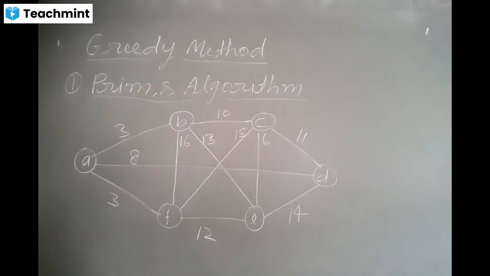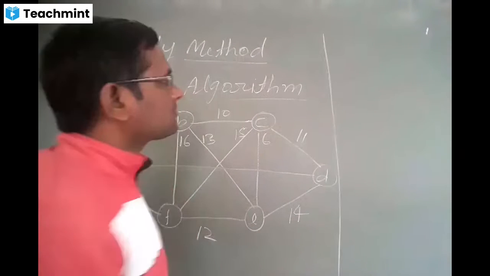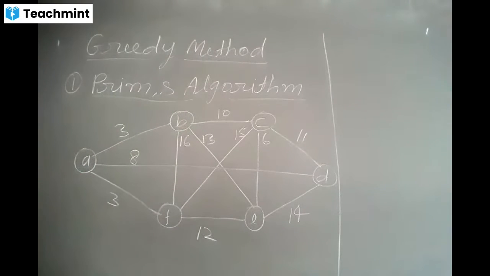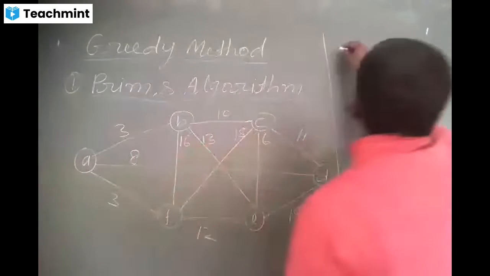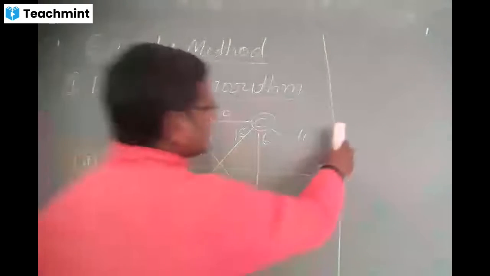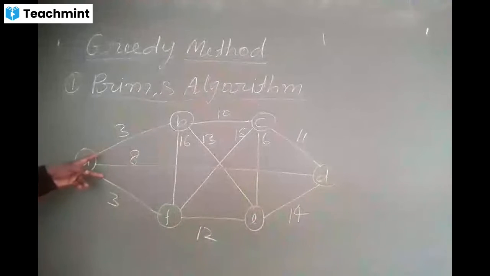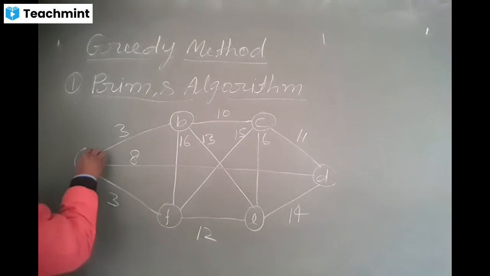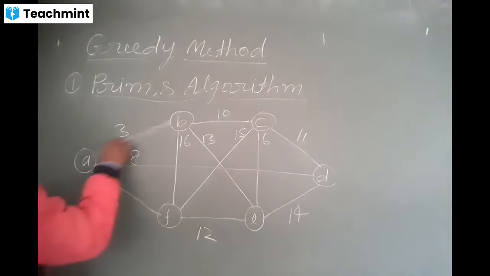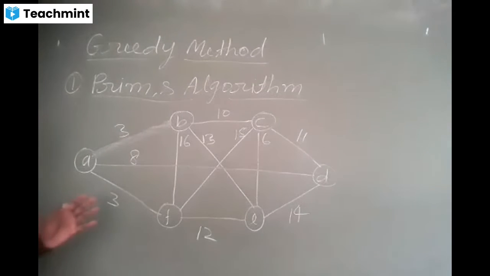What will happen here in step 1? Let us see. In both edges, we can select any one in the first step. So for example, we select A to B. We have selected A to B.